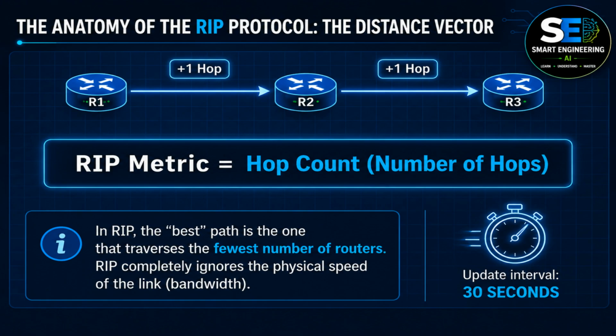For RIP, the best path is always the one with the fewest number of routers. Unlike more advanced protocols, RIP does not consider bandwidth, delay, or link quality. It only counts hops. Another important characteristic of RIP is its periodic update mechanism. Every 30 seconds, routers exchange their routing tables with their neighbors to keep the network information updated. This simplicity makes RIP easy to understand and configure, but it also explains why RIP is less efficient in large modern networks.